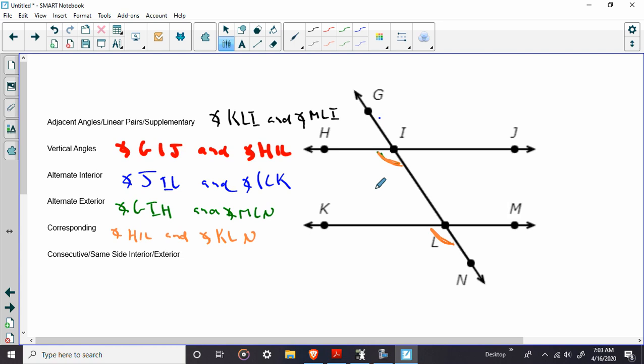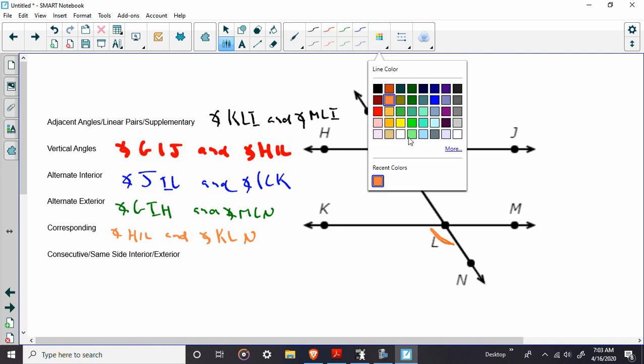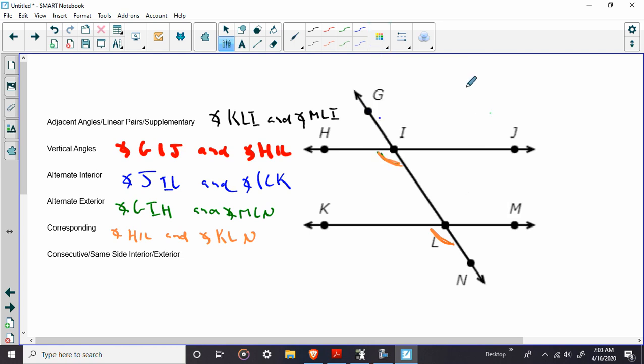And again, let's talk about consecutive. Let's pick a different color, green, I guess. Same side interior, like our same side exterior. So if I said these two, it's a different symbol because they're different sizes. We say something like angle JIL and angle KLI.